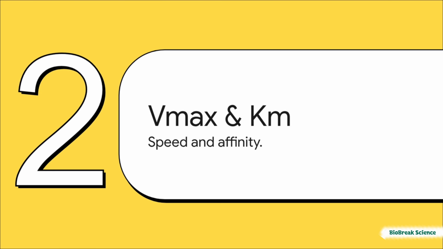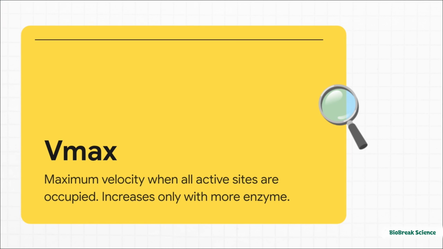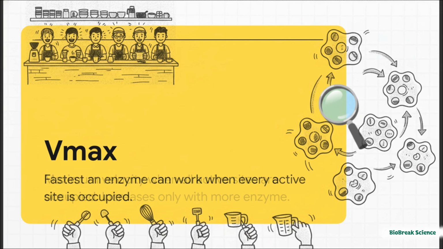Moving on to Section 2, Vmax and Km, decoding the speed limits and affinity. Alright, so the first absolutely crucial concept you need to lock down is Vmax. Vmax stands for maximum velocity, and it is exactly what it sounds like. It's the absolute fastest the enzyme could possibly work. It happens when every single active site on every single enzyme molecule is completely occupied with the substrate.